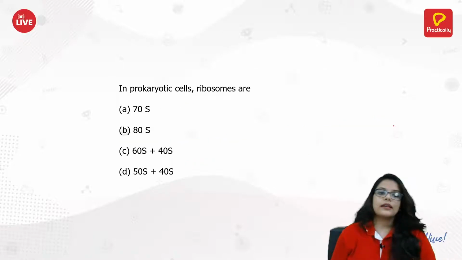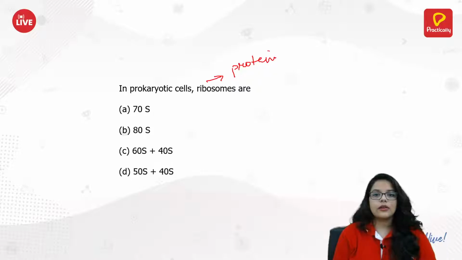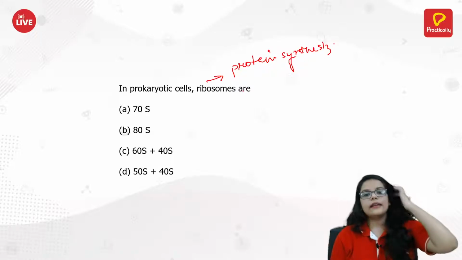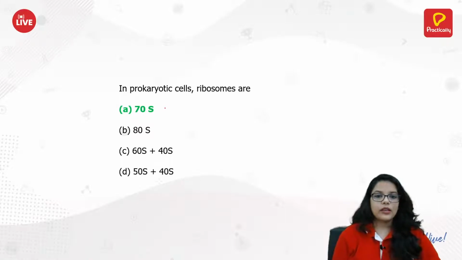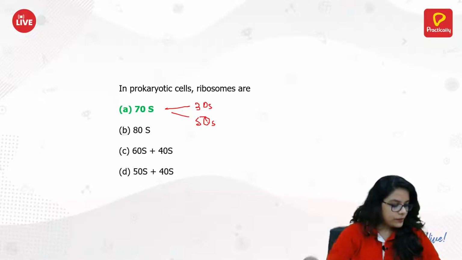Next thing, in prokaryotic cells, what are ribosomes? Ribosomes are protein synthesizing organelles. Okay, they synthesize protein, and they are 70S. They can be divided further into a 30S smaller subunit and a 50S larger subunit.